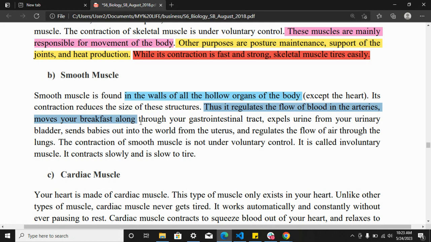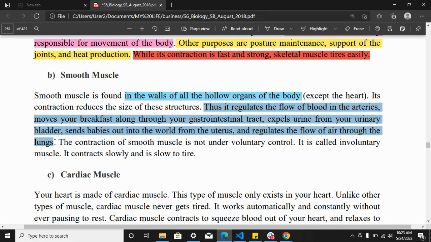They also move food, for example in the gastrointestinal tract, right? The gastrointestinal tract is from the stomach through to the intestines. They also expel urine from the urinary bladder. They also send out babies into the world from the uterus. So everywhere, the covering of all hollow organs with nothing inside is covered by smooth muscles. They also regulate the flow of air through the lungs, they are found in the lungs too.